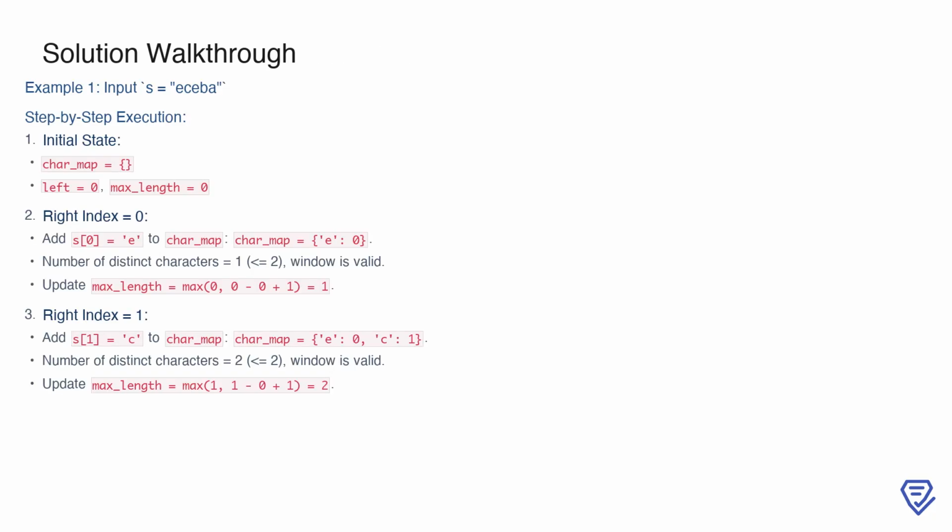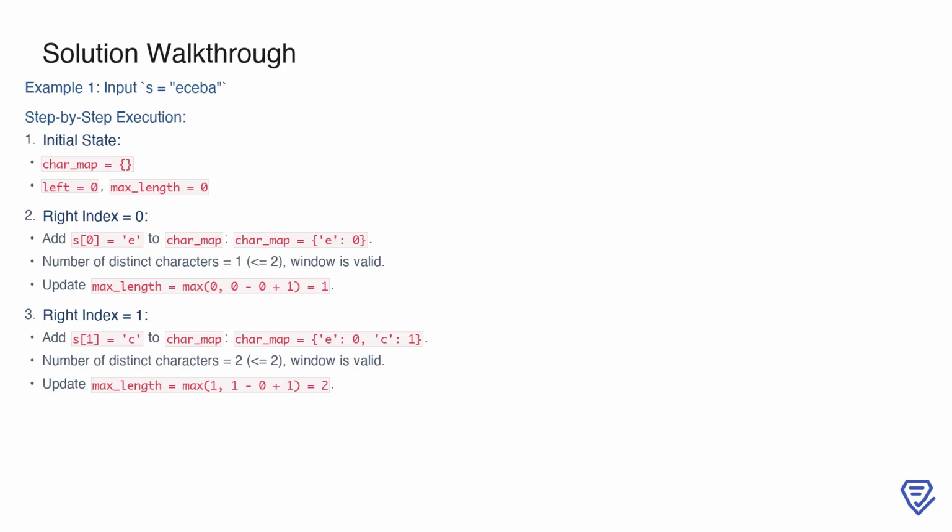We begin with the input string "ecebA". Initially, the character map is empty, and both the left pointer and the maximum length are set to 0. At the first step, when the right pointer is at index 0, we add the character e to the map, associating it with its index. The window now contains only one distinct character, which is valid since the limit is 2. We update the maximum length to 1.